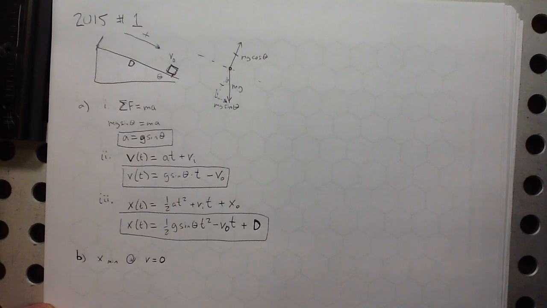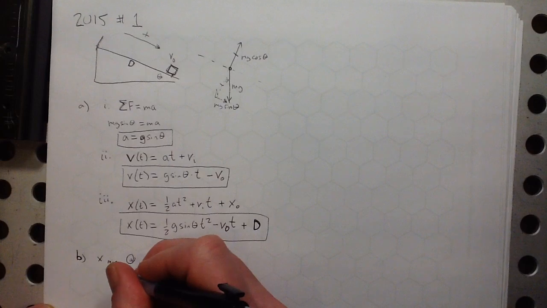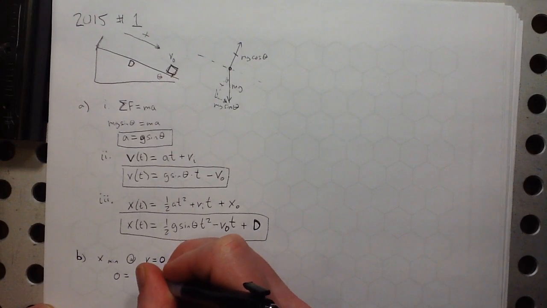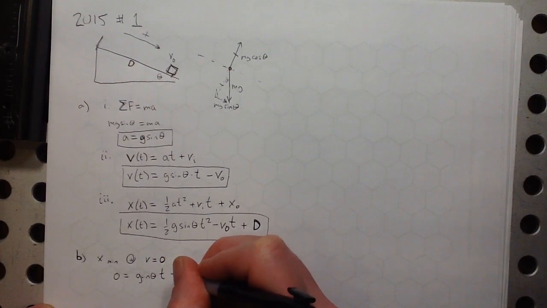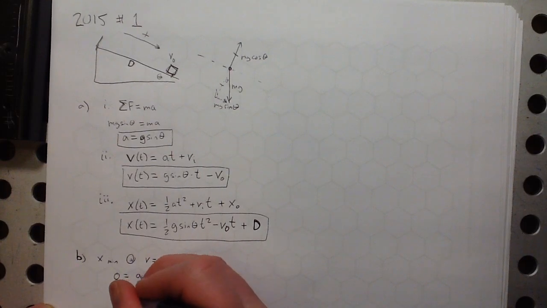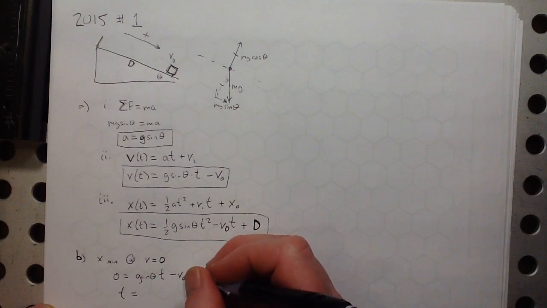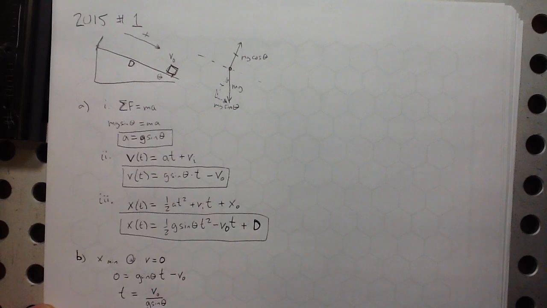So what's the time when the velocity is equal to 0? Well, we have this. So velocity is equal to 0. So the time here, solving for t, would be equal to v sub 0 over g sine theta. And then plugging that in here would give us the position.